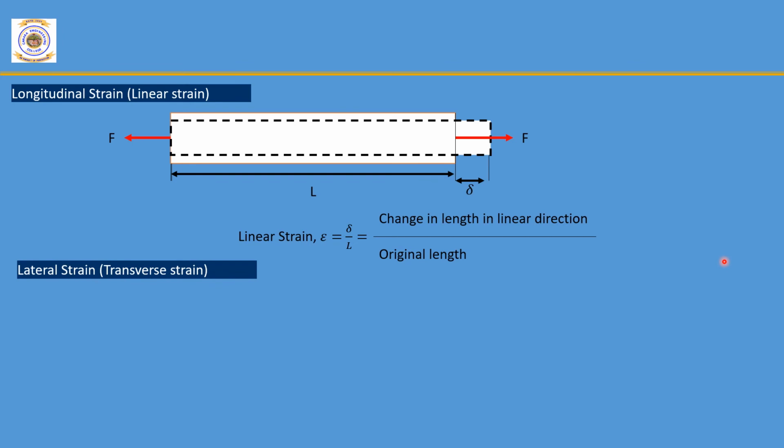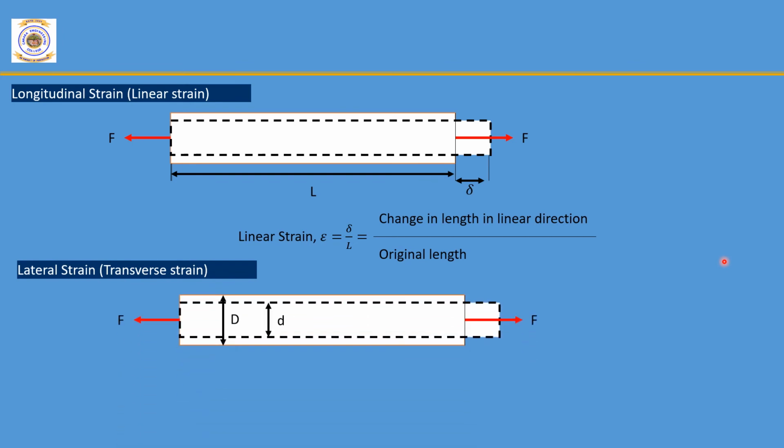Next one is a lateral strain or transverse strain. So here, transverse strain is nothing but the strain which is induced along the transverse direction. So in this case, along the transverse direction, there is a change in diameter. Therefore, lateral strain can be defined as change in diameter in lateral direction to the original diameter. The change in diameter is capital D minus small d divided by original diameter capital D. So due to the application of the force along the linear direction, a combination of linear strain as well as lateral strain takes place.